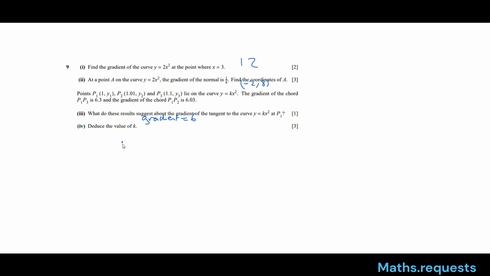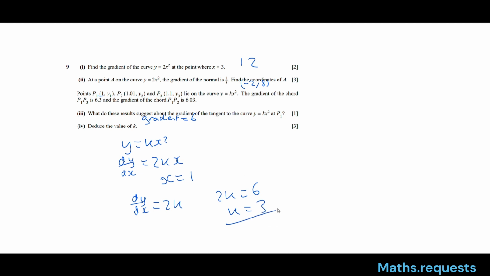Okay, so part 4 is to deduce the value of k. So y equals kx squared, so dy over dx equals 2kx. So we know that x equals 1 at the point P1. So dy over dx here equals 2k, and the gradient is 6, so that means k equals 3.